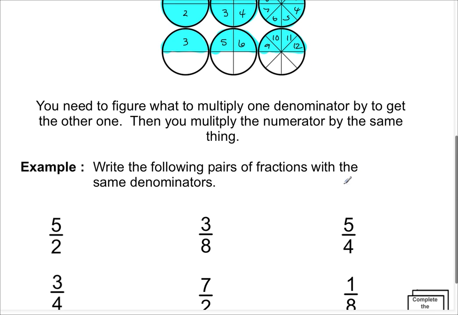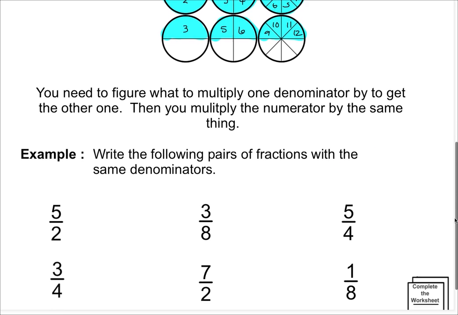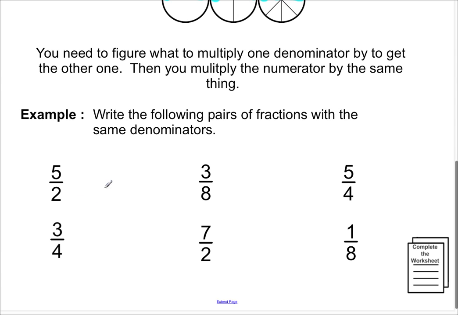In our example, it says write the following pairs of fractions with the same denominators. So I've got 3 pairs of fractions here, and by pairs I mean the ones that are up and down, and we're going to write them with the same denominators. Now the first thing I said, we have to multiply to get the same denominators, so we're going to make sure that the denominator we get is actually the bigger one. I can multiply this 2 by something to get a 4. What do I multiply 2 by to get a 4?